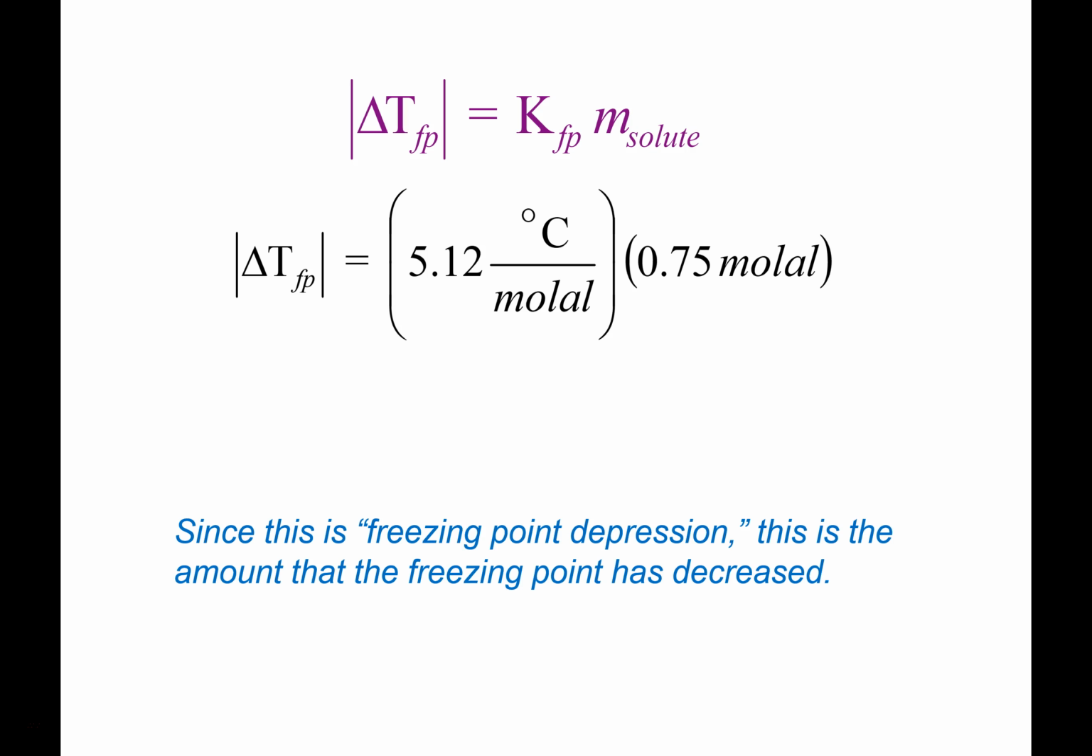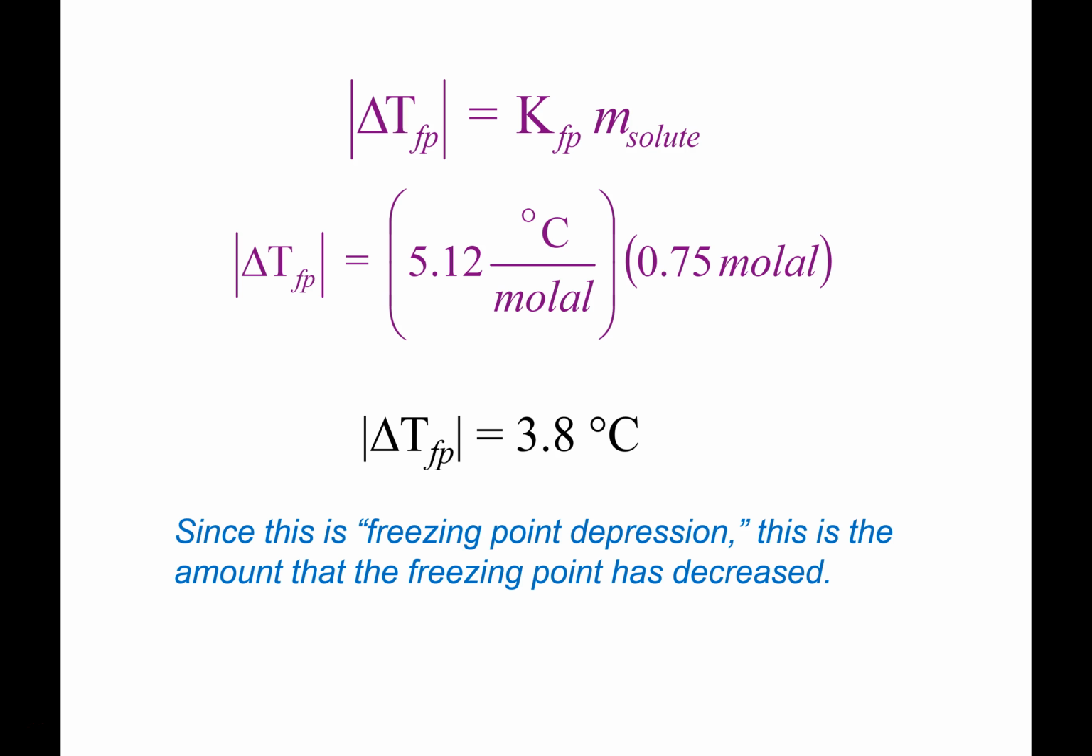The absolute value of the freezing point depression, the delta T FP, absolute value of, is equal to the K FP, which is 5.12 degrees Celsius per molal, times the molality, which we found from the boiling point elevation is 0.75 molal. It's funny how in my slides as I do this, I'm writing out molal. If you do a little m, that will work too. So units of molal cancel, and we have units of degrees Celsius, which is perfect. To 2 sig figs, I get a delta T FP, absolute value of, is 3.8 degrees Celsius.